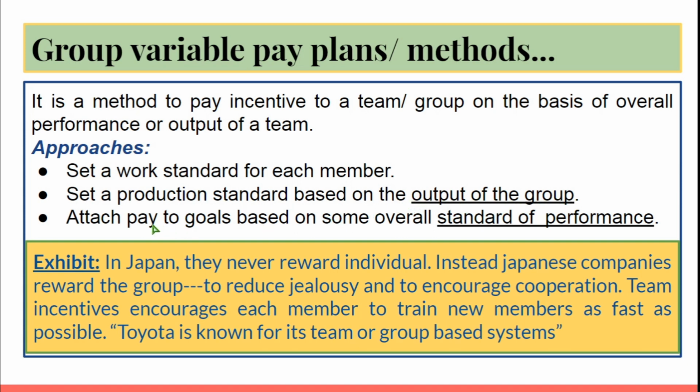Third approach is to attach reward or pay with the goals based on some overall standard of the group or team performance. For example, standard time taken to produce 100 items or units by a group can be taken as a parameter to set goals and attach their pay or rewards with that. Alright, clear with the three approaches?